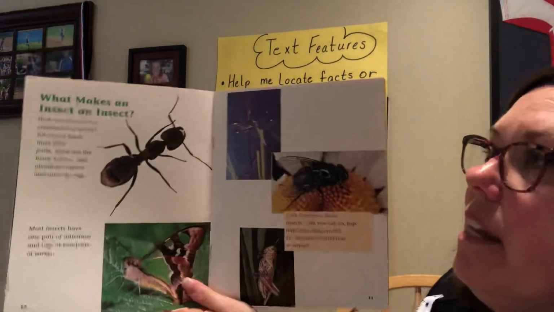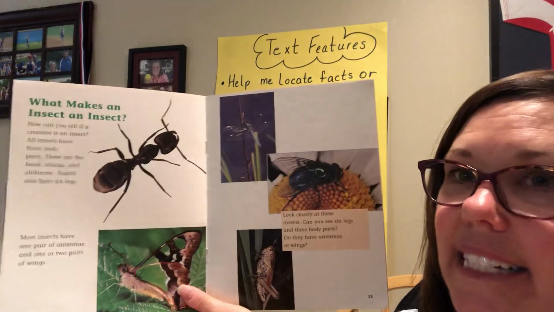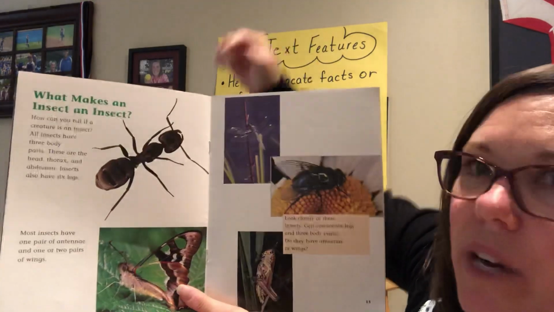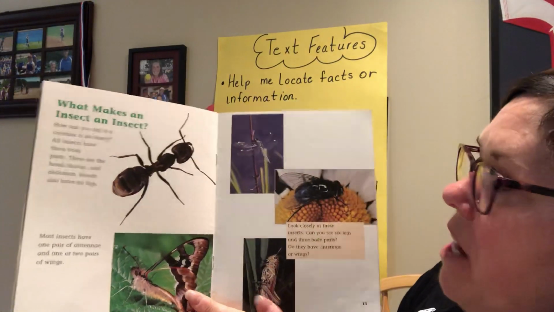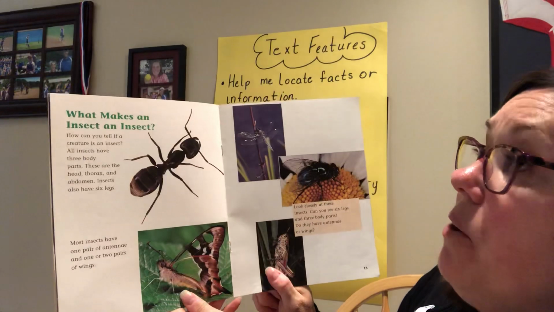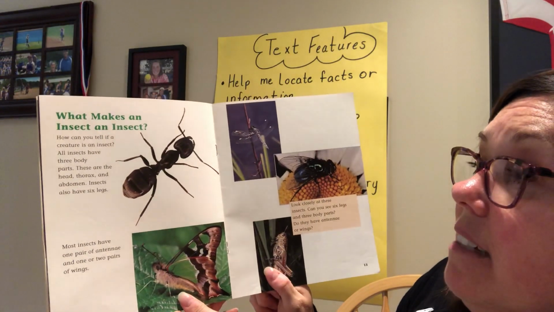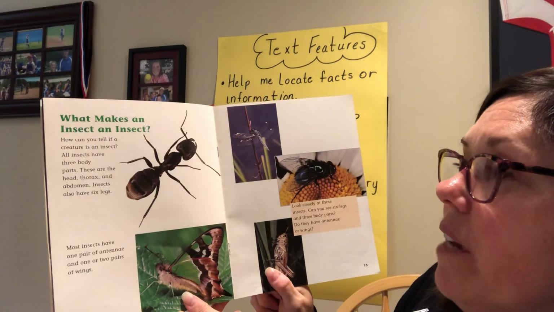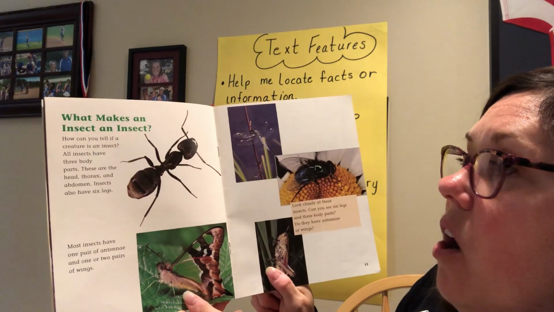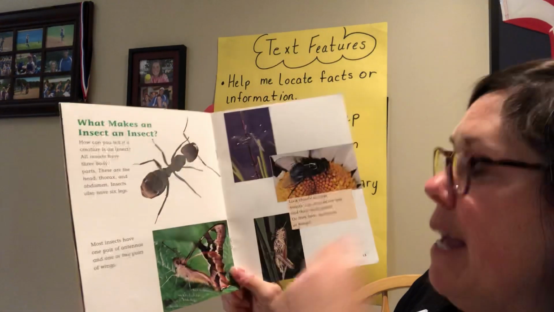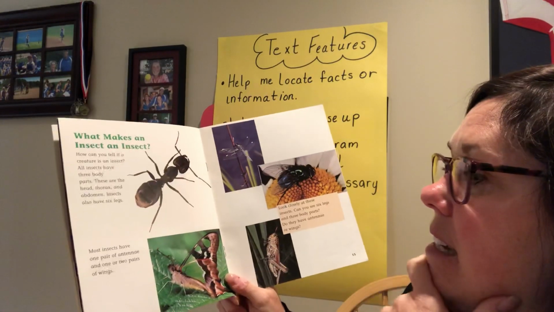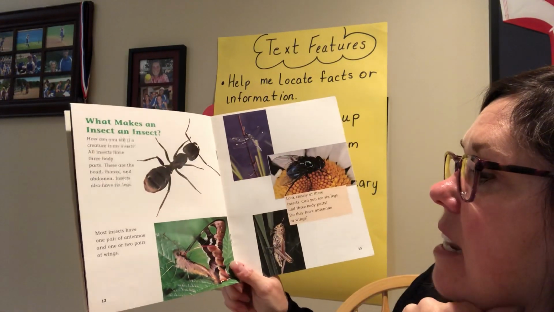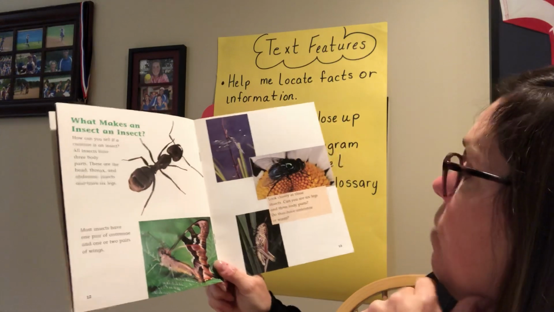Oh, I see a new heading. What makes an insect an insect? I bet you guys know a lot of the information on this page. How can you tell if a creature is an insect? All insects have 3 body parts. These are the head, the thorax, the abdomen. Insects also have 6 legs. Most insects have 1 pair of antennae and 1 or 2 pairs of wings.